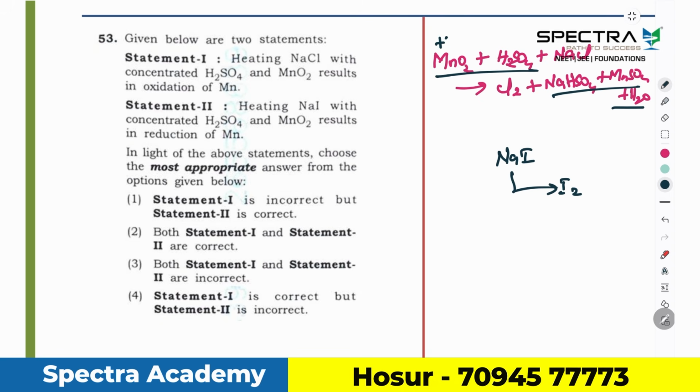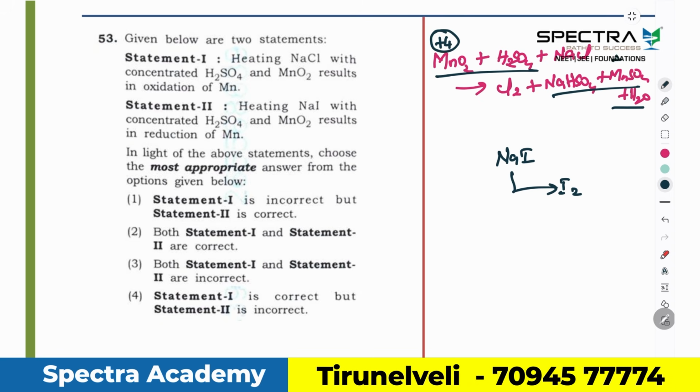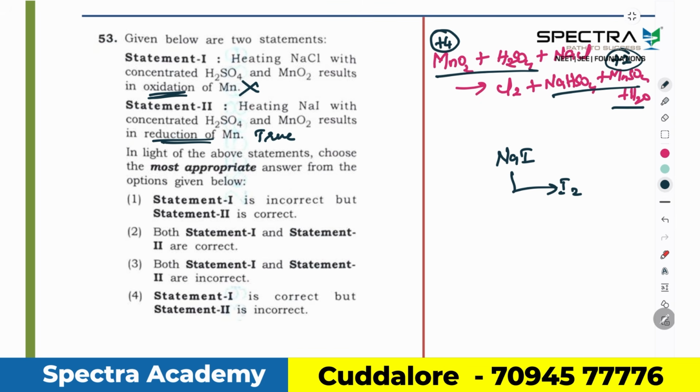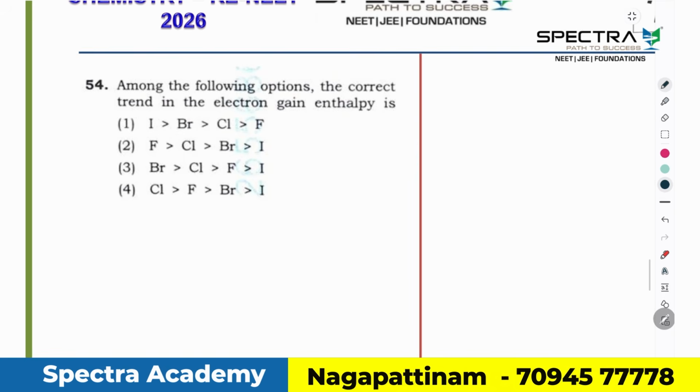Look at the equation carefully. The manganese goes from +4 charge to +2 charge, so it is getting reduced. This statement is true. Oxidation is a wrong statement. So statement 1 is wrong and 2 is correct. The answer is option 1. Coming to the 54th question.